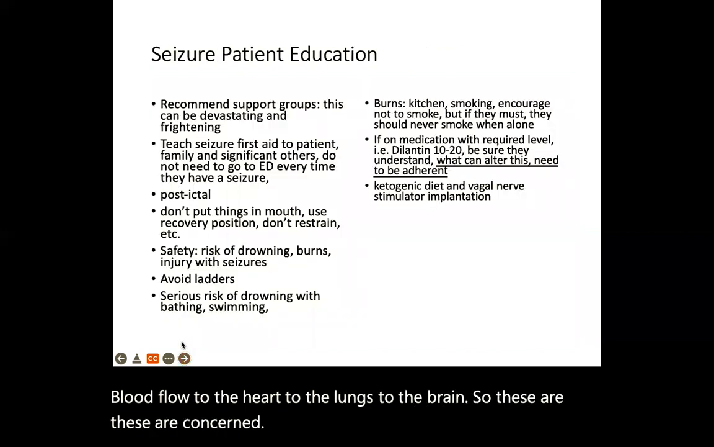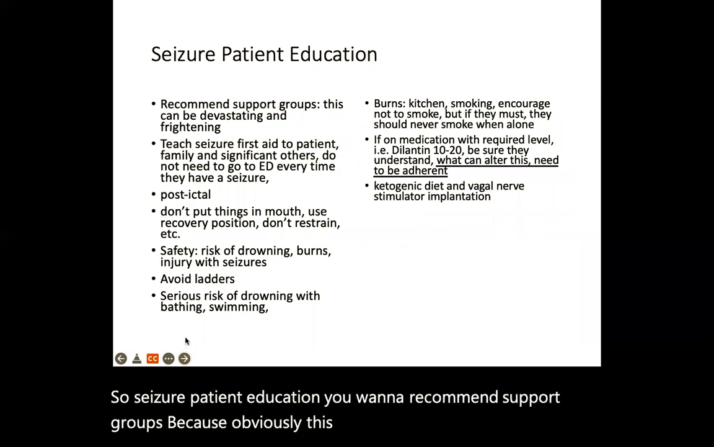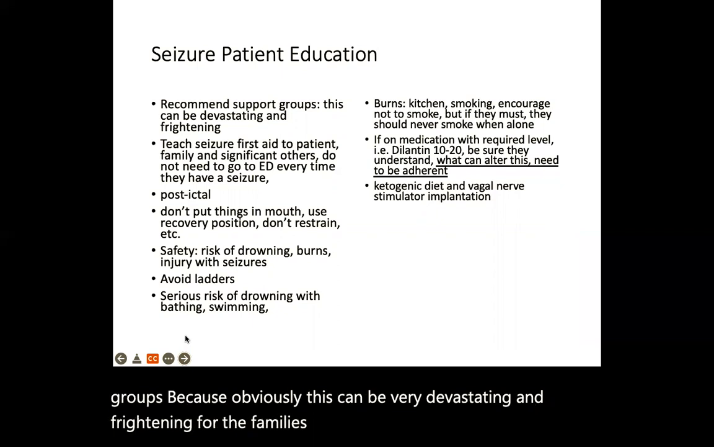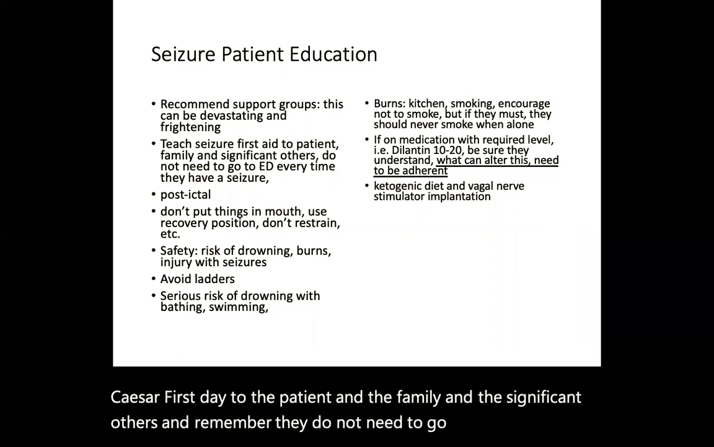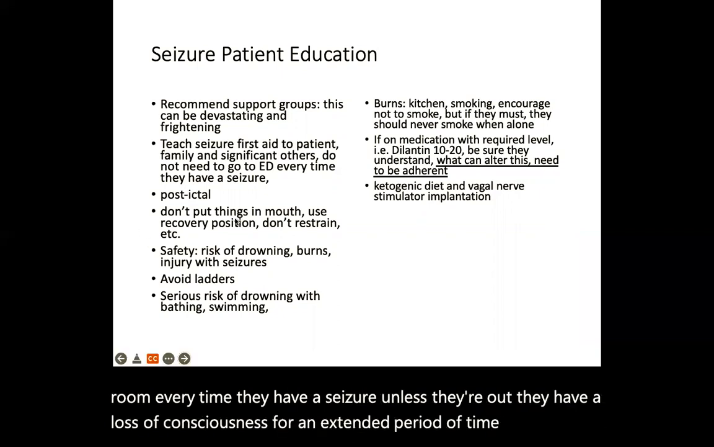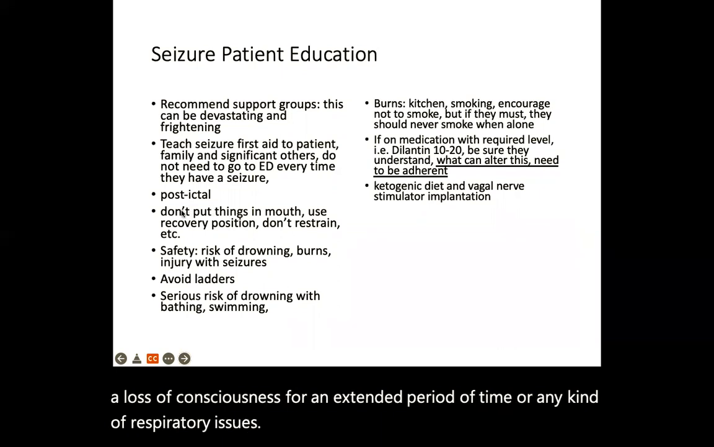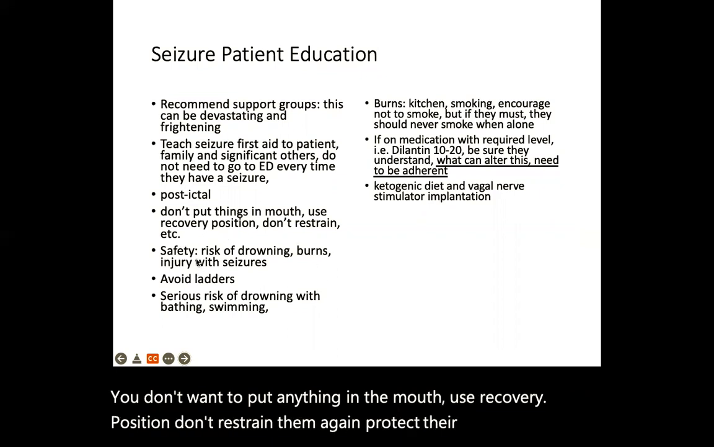So seizure patient education, you want to recommend support groups, because obviously this can be very devastating and frightening for the families and the patient. You want to teach seizure first aid to the patient and the family and the significant others. And remember, they do not need to go to the emergency room every time they have a seizure unless they have a loss of consciousness for an extended period of time or any kind of respiratory issues. You don't want to put anything in the mouth, use recovery position, don't restrain them. Again, protect their head as they're having their muscle spasms.